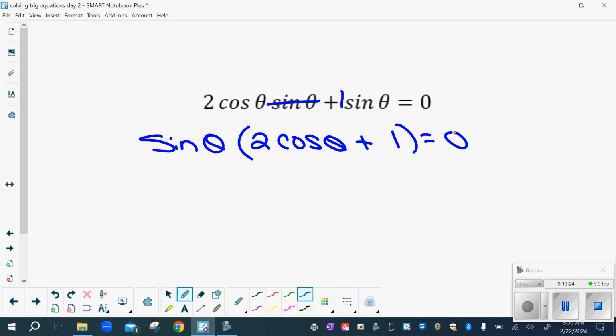Here's baby problem number 1. We love him. He's easy. Done. Look it up on your unit circle. Where is sine 0? And you know where it's 0? At 0 and 180. Yay.